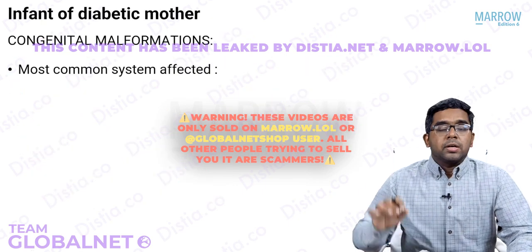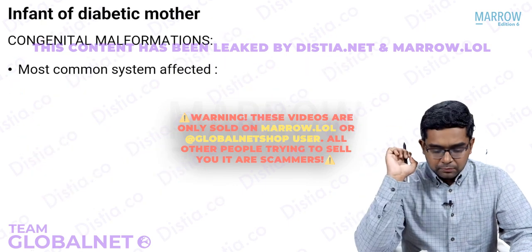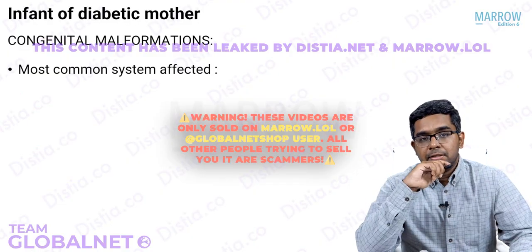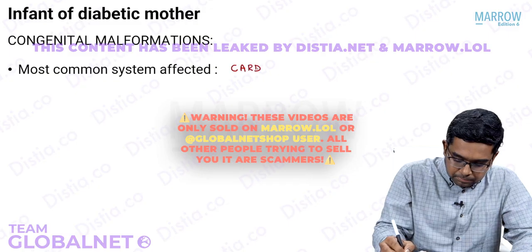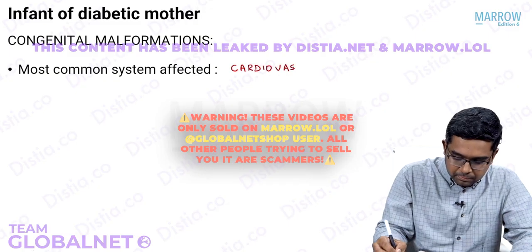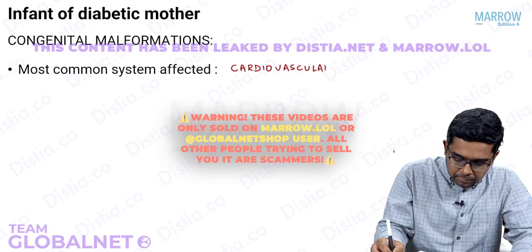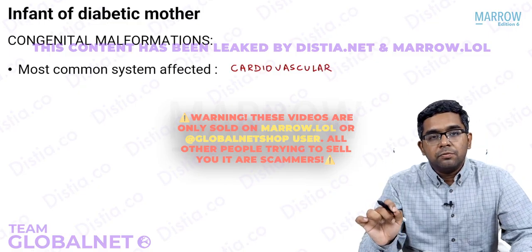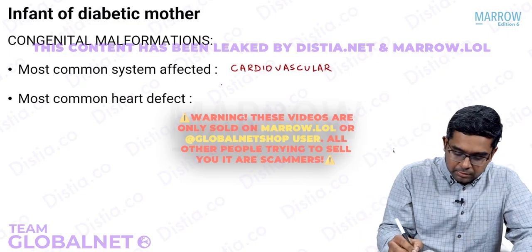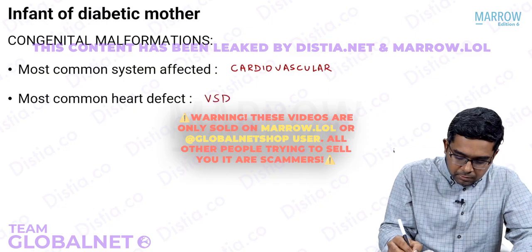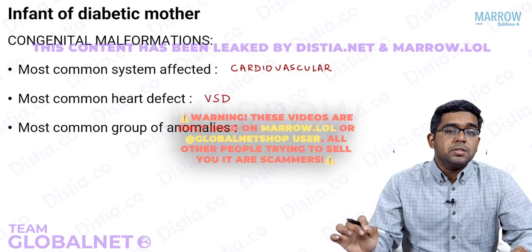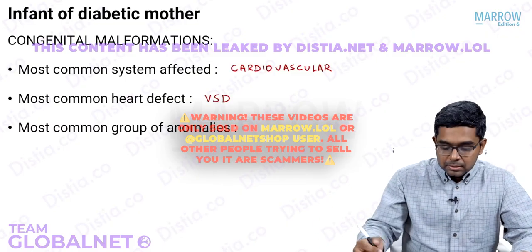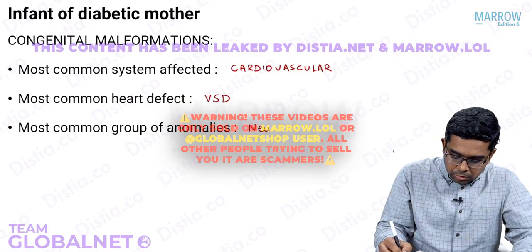Now, let us look at what are the important anomalies which can occur in a baby born to a diabetic mother. If they ask you the question, which is the most common system affected, then it is the cardiovascular system, or CVS defects. If they ask you which is the most common heart defect, then your answer is VSD, which is ventricular septal defect. Third question, which is the most common group of anomalies, then it is neural tube defects.